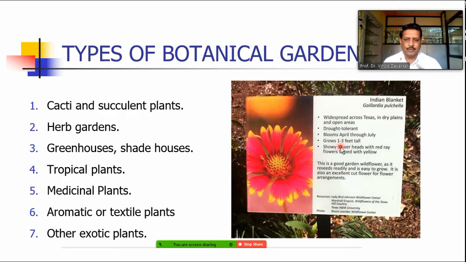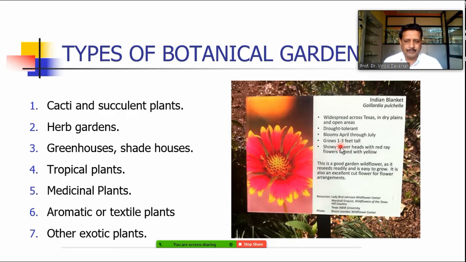Then the medicinal plant garden, normally grown by agricultural universities and some institutions working on medicinal plants. So they develop the medicinal plant gardens. Aromatic and textile plants, because aromatic and textile plants need a specialized group of plants. So essential oil holding plants and fiber yielding plants, particular gardens maintain those types of plants for identification purposes.